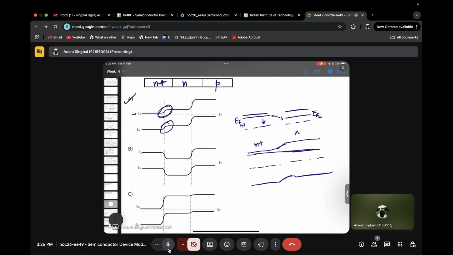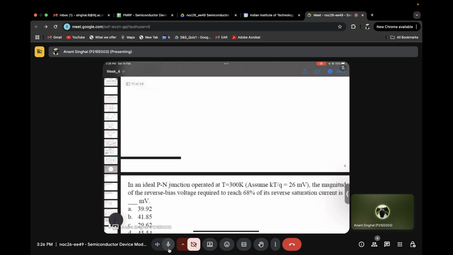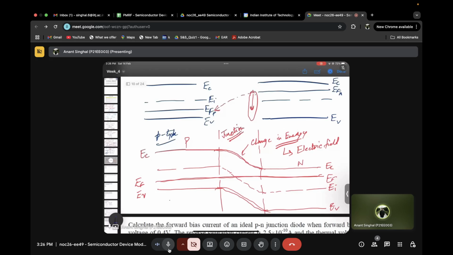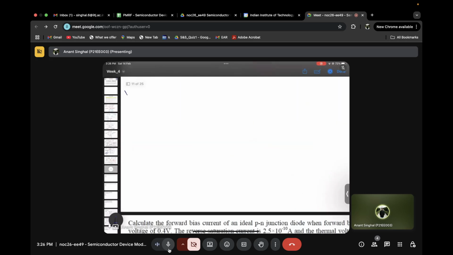So I hope you have all understood the concept of band bending now. If you have, I think we can move towards the PN junction, because this is exactly the band diagram of the PN junction that we have just understood. So let's see how exactly a PN junction diode works.